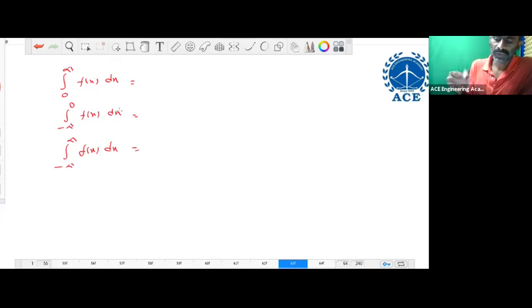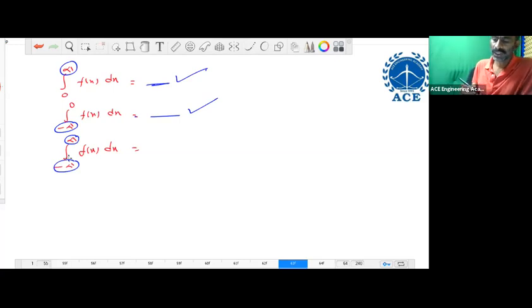Now we'll discuss the method of evaluation. In the first improper integral, only one of the limits is infinity. In the second improper integral, only the lower limit is infinity. In the third integral, both limits are infinite. If only one of the limits is infinity, we can go for direct integration, no special method here. Suppose both limits are infinite, we should not integrate directly. Here we have some method of evaluation. The method is like this.